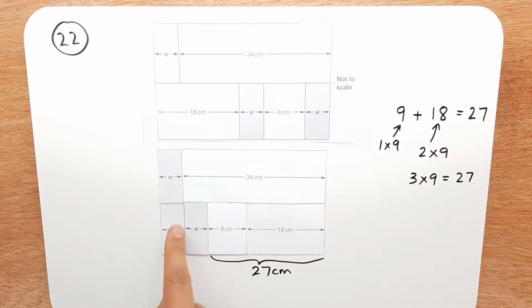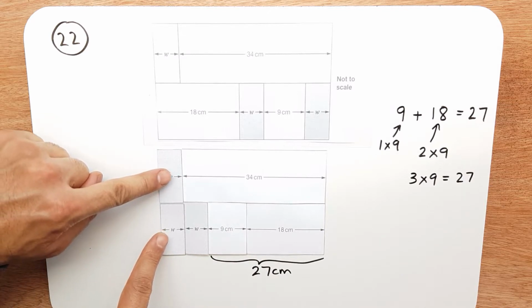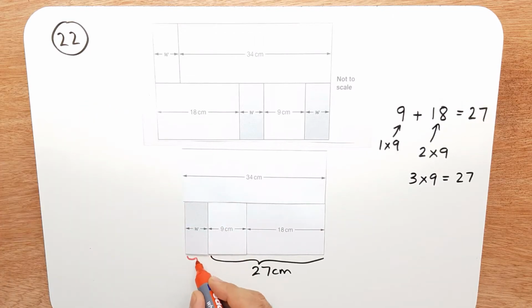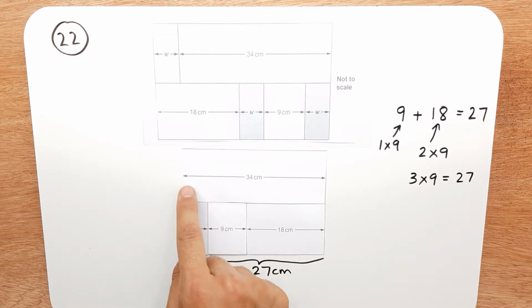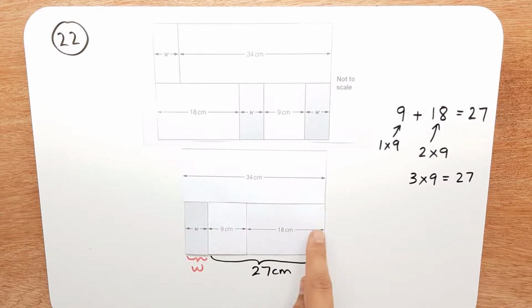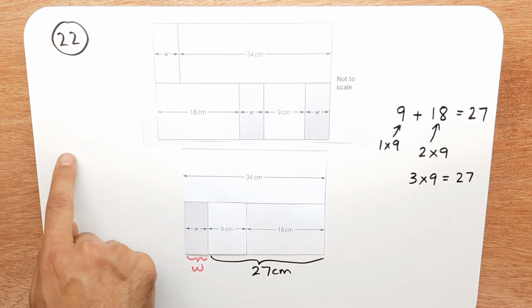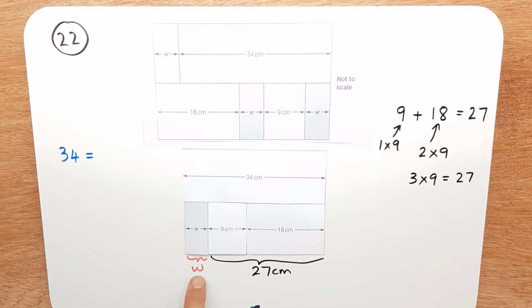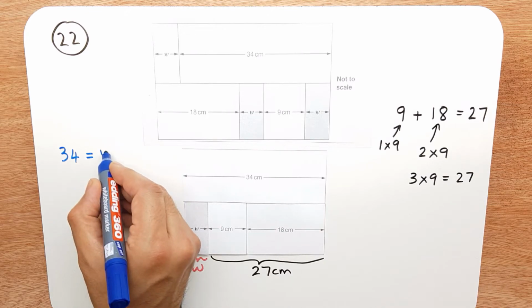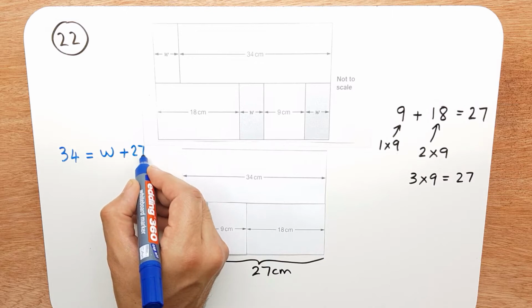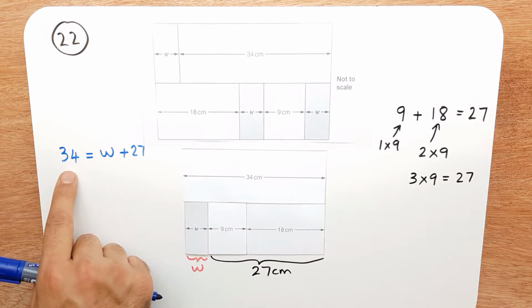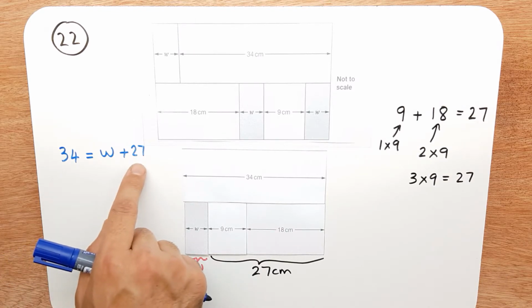Now to make this easier, what I can do is take away a W from the top and a W from the bottom. So now what I have is this 34 centimeters is the same width as 27 centimeters plus W centimeters. So I can write that here. 34 equals W plus 27. Now what I can do is take away 27 from both sides. So let me do that calculation here.